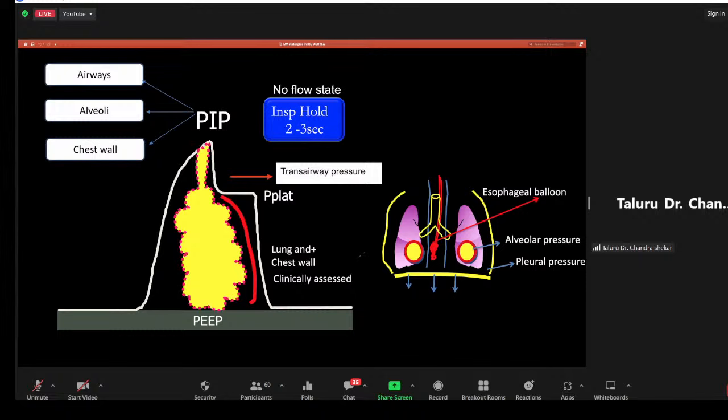Many ventilators do have the provision. Your Hamilton ventilator also comes with this option where you can float it in and look at the pleural pressure. The difference between the airway and the pleural pressure is called the transpulmonary pressure. That is only contributed by the lung. Anything additional to that will always be because of the chest wall.